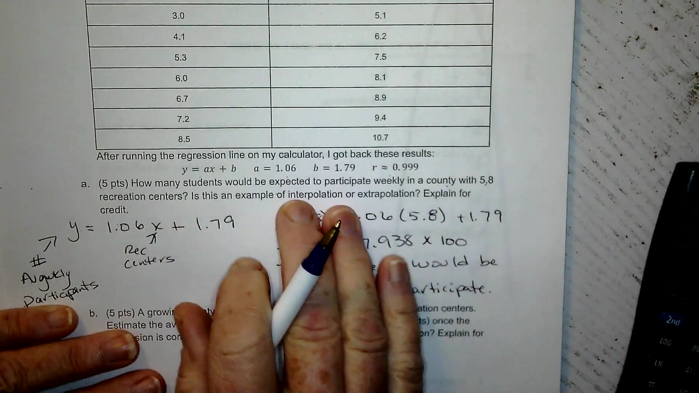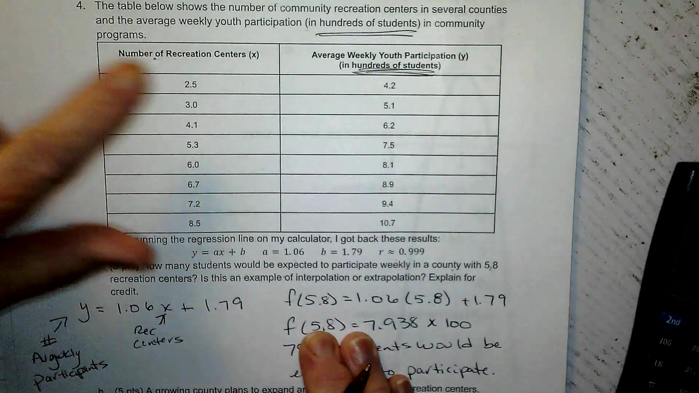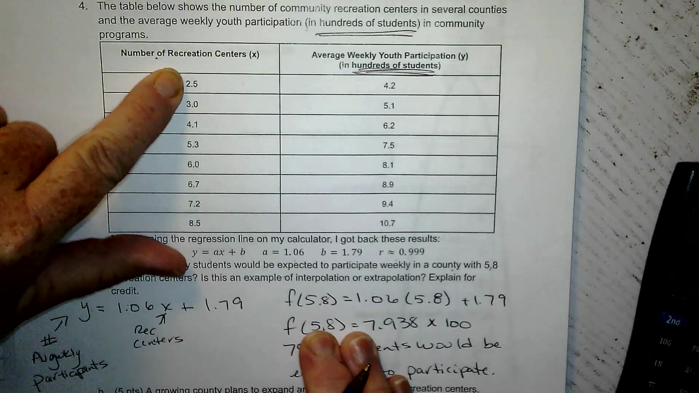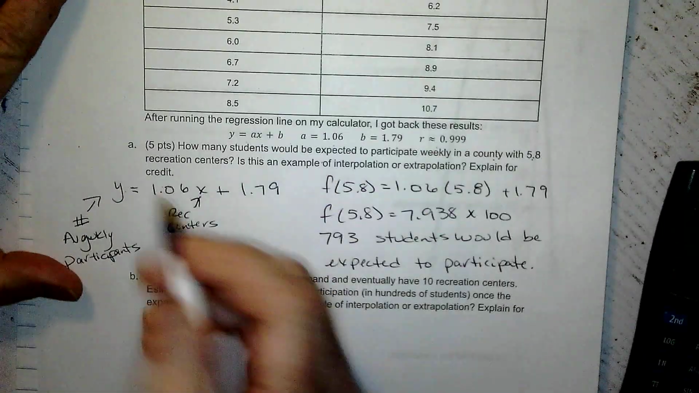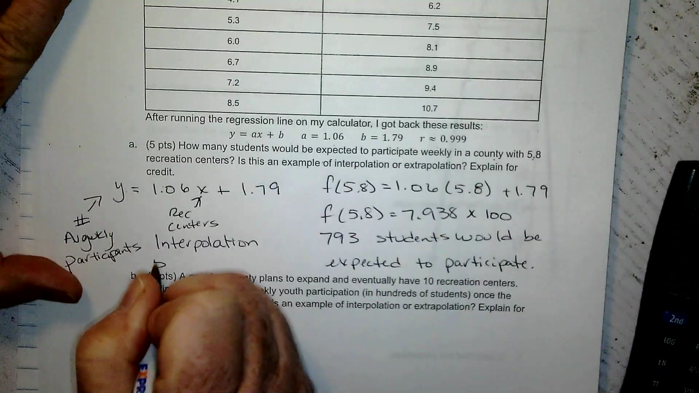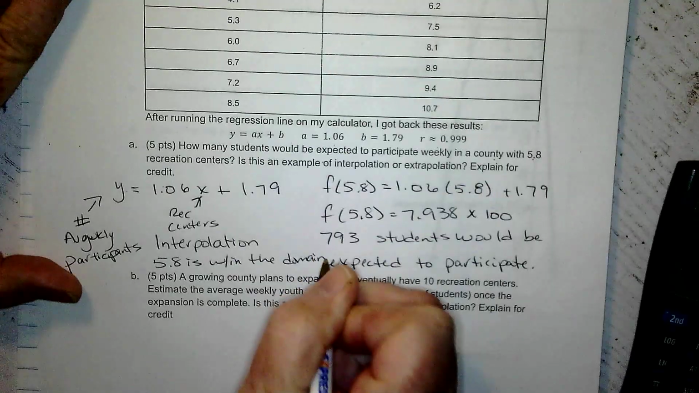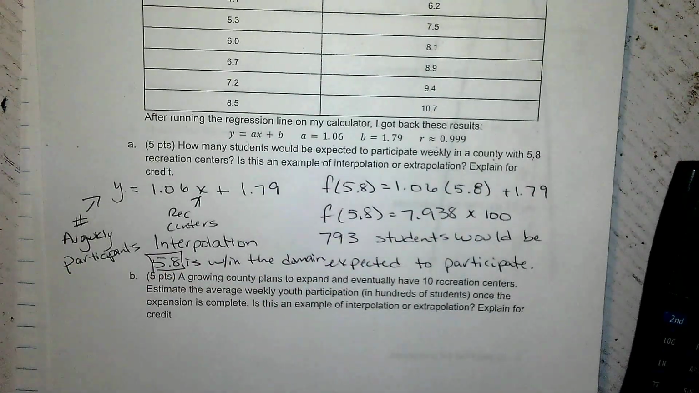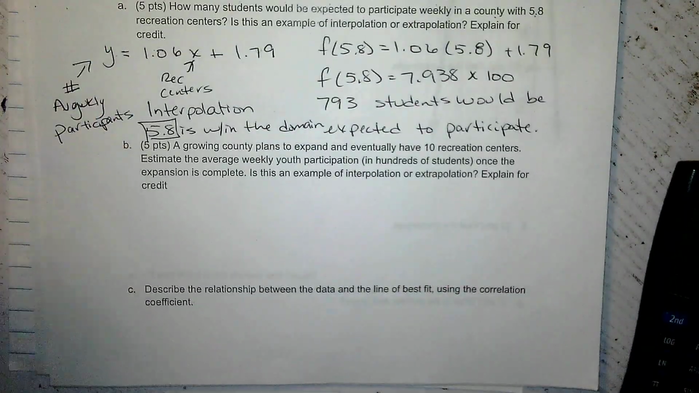The next thing is, is this an example of interpolation or extrapolation? Well, we've got 5.8 for our rec centers. So let's just see if that's within it, because the answer should be as well. Yeah, it's within the domain, so it's interpolation. 5.8 is within the domain. You need to let me know what is within the domain. Don't say it is in the domain or the parameters are in the domain, because I don't know what that means. You need to use the example to explain why.